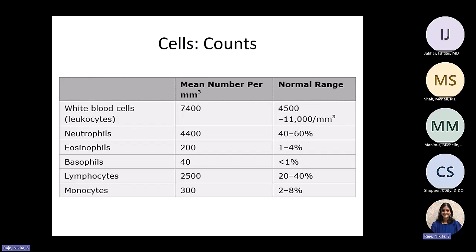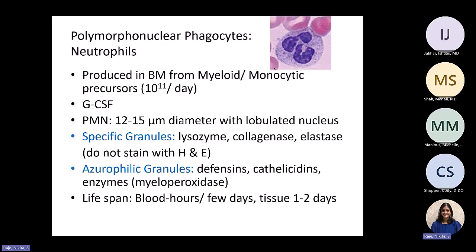We know that the cells of the immune system are white cells coming from bone marrow, and there are different types of white cells, and just mentioning the various normal ranges for these cells. So neutrophils being the most prominent, then lymphocytes, and then the other cells, eosinophils, basophils, and monocytes. So let's talk about each of these.